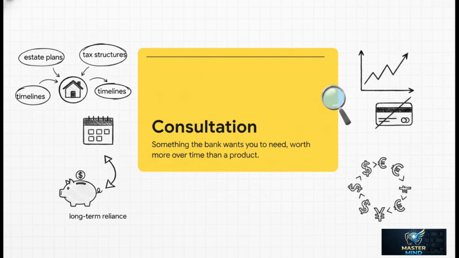Think about it. A financial product is just a one-off transaction. You buy it, it's done. But if they can successfully weave themselves into your long-term estate plans, your complicated tax structures, and your generational timelines, they secure your reliance for decades. Needing them is worth so much more over time than simply buying from them once.